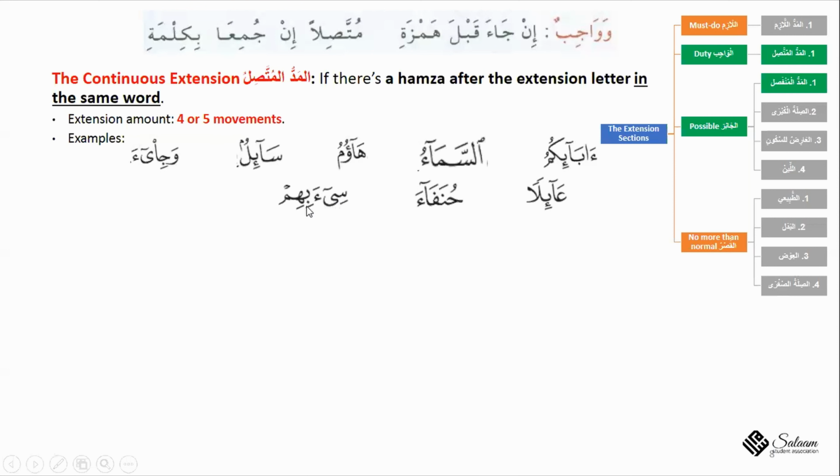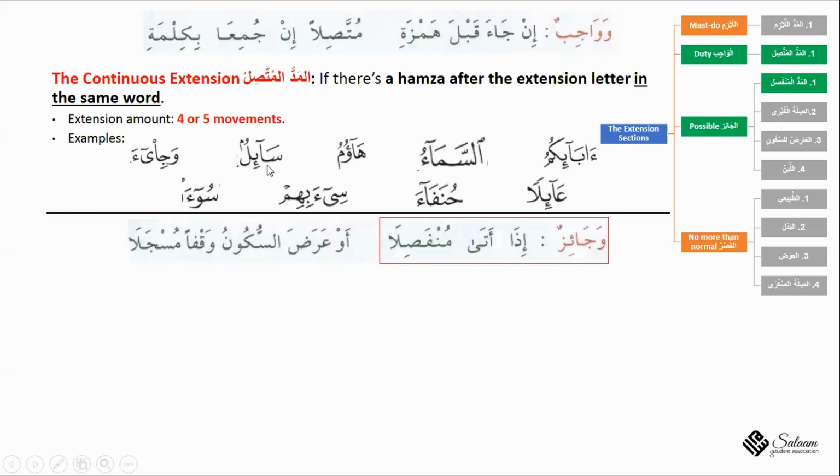Si abihim. Here, with waw, this is the only example we have with waw. This is waw, and before it, dhamma. This is an extension letter, and then we have hamza in the same word. So this is mad muttasil. This is all you need to know in the mad muttasil or the continuous extension. So this part is done. This is the only type in this section.